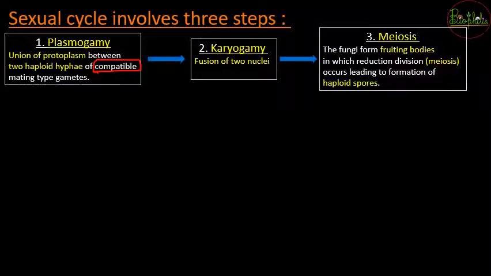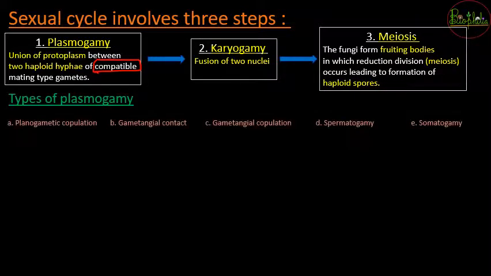Now here is one point you have to know in detail, about plasmogamy. We said protoplasm will fuse in the compatible gametes, but how is it going to happen? There are going to be different ways. In that we are going to see the types of plasmogamy. We'll see them one by one in detail. So these are the 5 types of plasmogamy that can occur in fungi.